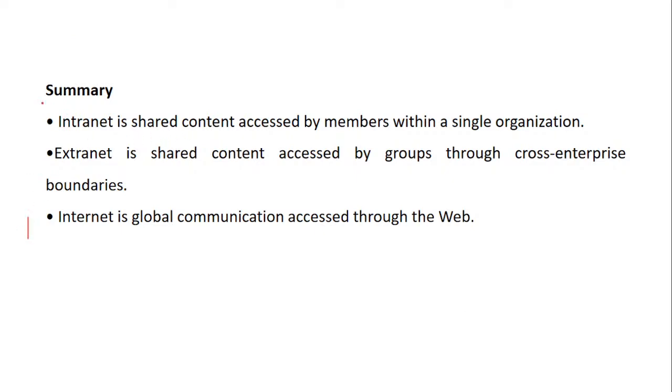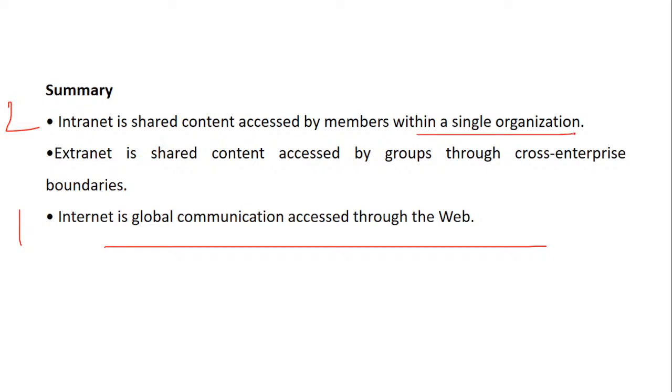I'll go with the sequence so it will be easier for you. Just a minute, let me clear the ink. So internet, as I said, is global communication through the web. Intranet is accessed by the members within a single organization, and extranet is shared, accessed by groups through cross-enterprise boundaries. So this is what the summary is.